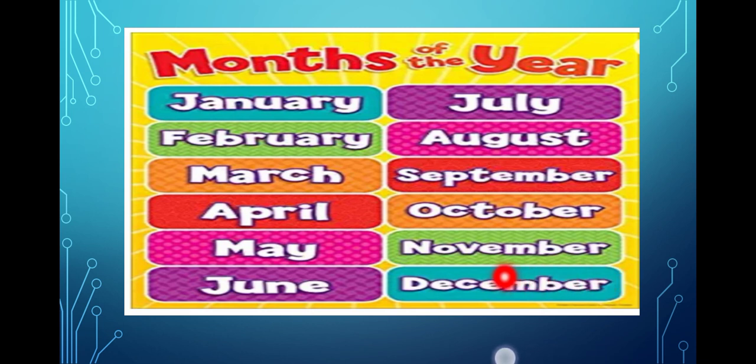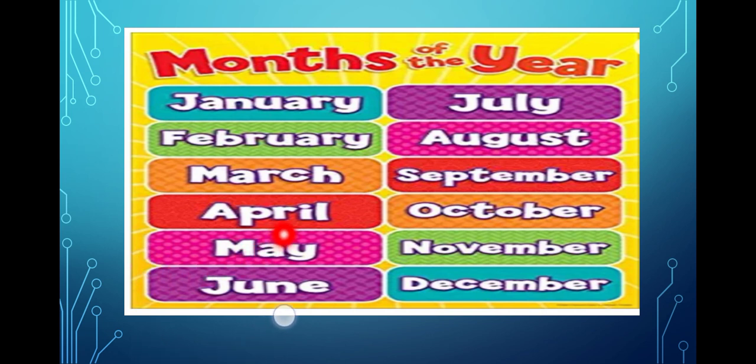That means after December again it will begin with January, then February, March, April, May, June, July, August, September, October, November and December. Understand? So if the question comes as which is the 6th month of the year, what will be your answer, students? It will be June, isn't it? See, this is the first month, second, third, fourth, fifth, sixth. So June is the 6th month of the year.